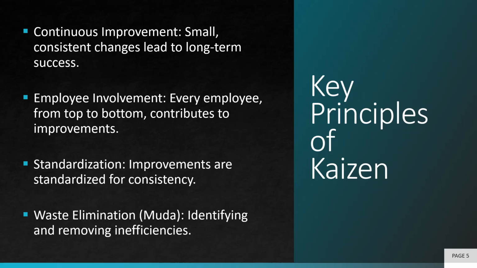The key principles of Kaizen. The first one is continuous improvement. Small, consistent changes lead to long-term success. The second one is employee involvement. Every employee from top to bottom contributes to improvements. Standardization: improvements are standardized for consistency. Waste elimination, Muda: identifying and removing inefficiencies.